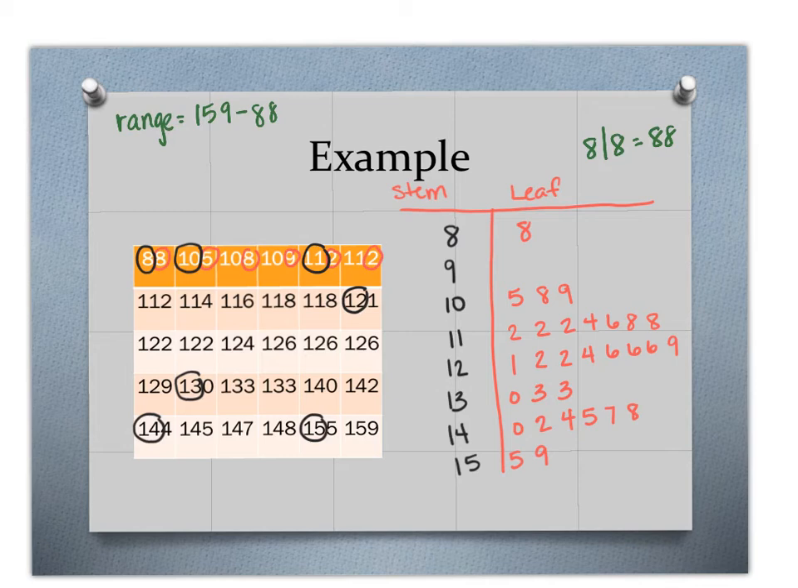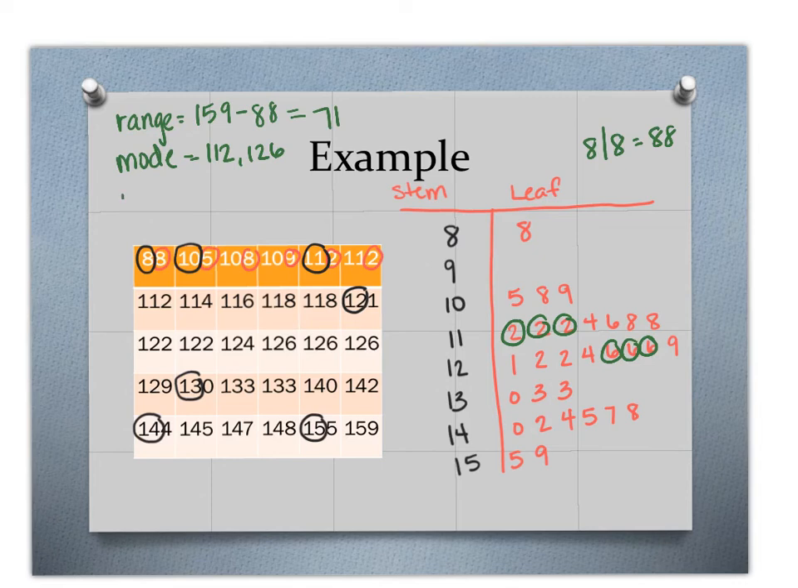But our range is 159 minus 88, which is 71. Our mode, or the value that is most frequent and repeats the most often, when you come in here, you can see that you have 112 repeating 3 times, and then 126 repeats 3 times. So the mode is equal to, you have 2 modes. You have 112 as a mode, and 126 is a mode.